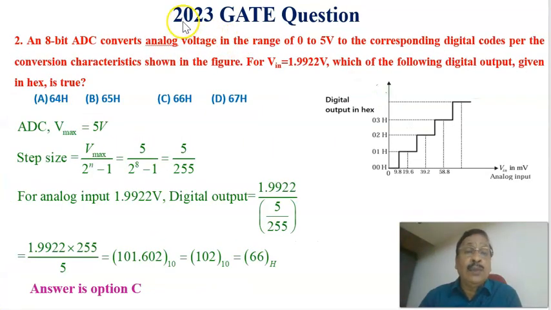Now let us see the second problem of the 2023 GATE question. An 8-bit ADC converts analog voltage in the range of 0 to 5 volt to the corresponding digital codes as per the conversion characteristic shown in the figure. This is the conversion characteristic shown here. For Vin equal to 1.9922 volt, which of the following digital outputs, given in hex, is true?